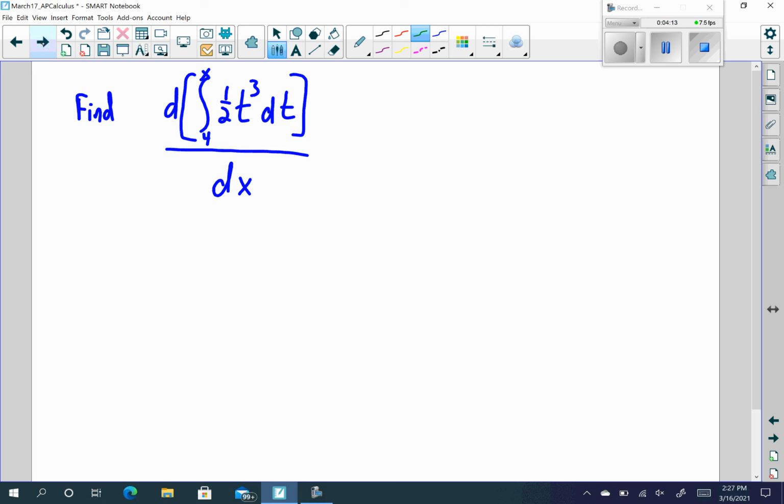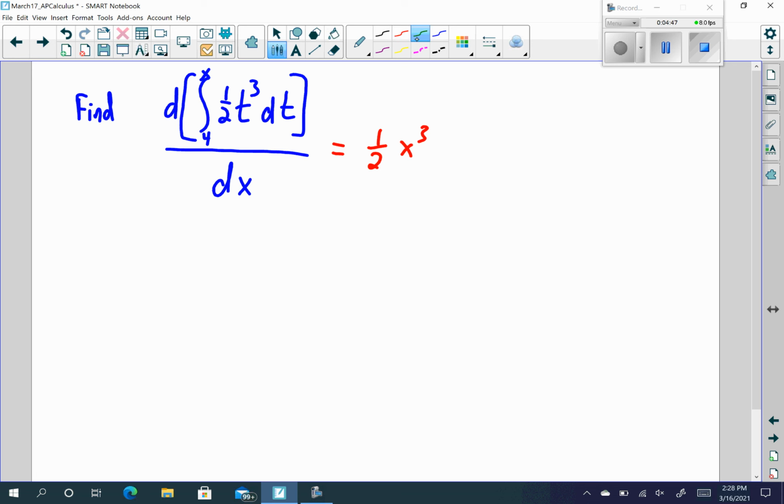All right, so let's try it with this problem. We're taking the derivative of the integral from 4 to x of 1/2 t cubed dt. So again, the derivative of the antiderivative should cancel everything out, and we should just be left with our function evaluated. Instead of t, we have the x. And that's it.